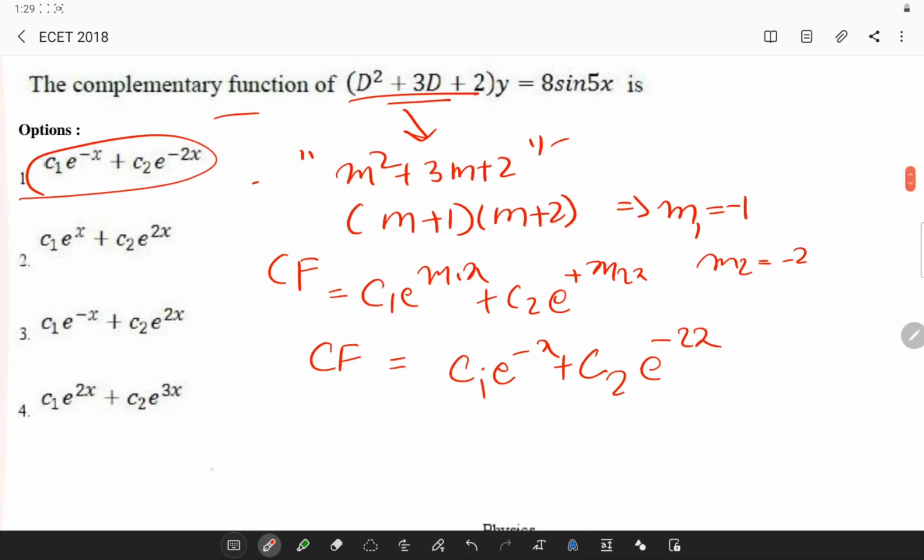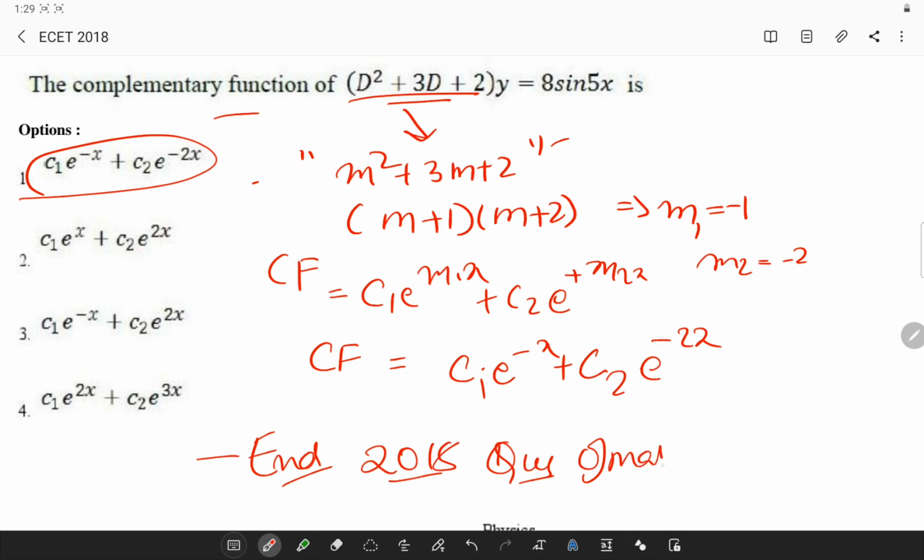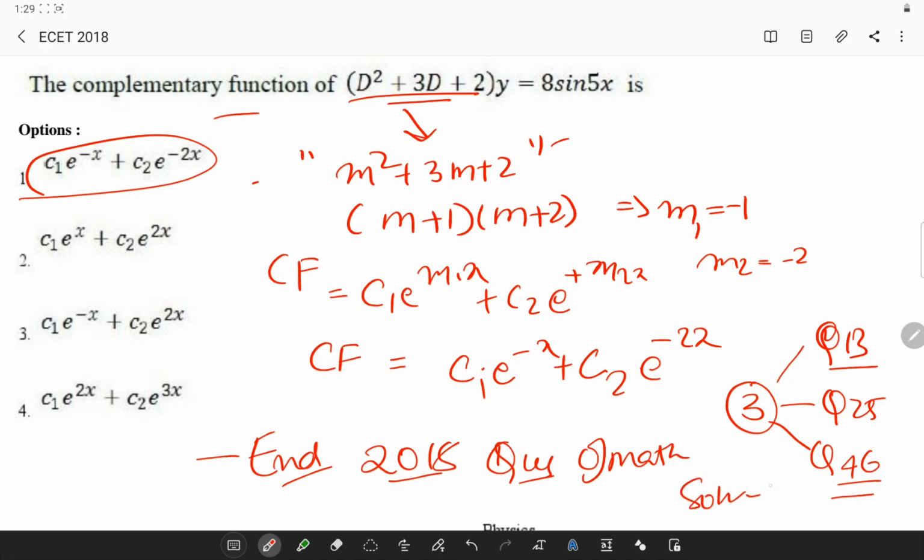So this is the end of the 2018 questions of maths, and I have left only 3 questions as homework, which are question number 13, question number 25, and question number 46, which I will solve in the next class.